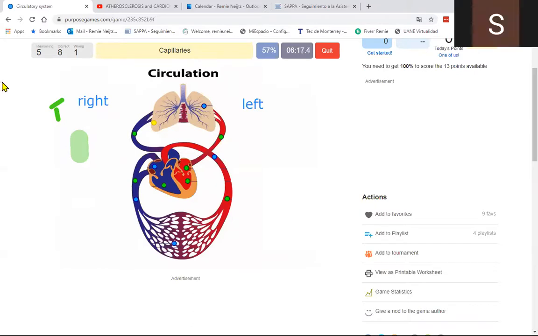Could it be the left lung? The lung on the left? You're right, but I don't think they refer to that. There are definitely capillaries in the lungs, but I think here they refer more to... like the very bottom ones? Yeah, exactly. I think this is what we call the capillary bed, because it's like a representation of all the capillaries in the organs and stuff.